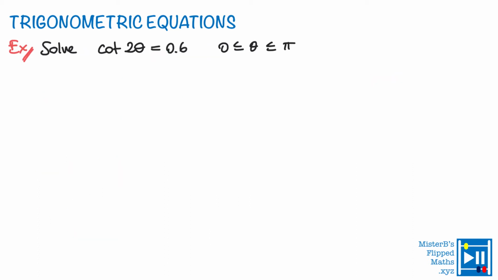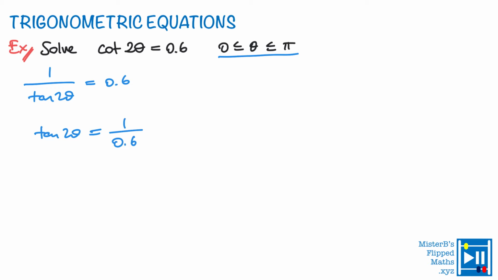Another example. Now our equation is cotangent 2 theta equals 0.6, given the interval 0 to pi. So I start with the definition of cotangent, which is 1 over tangent 2 theta equals 0.6. Now I can write tangent 2 theta equals 1 over 0.6. Now, where did this 1 come from, 1 over 0.6? Now consider this as 0.6 over 1, and we're just flipping the fractions upside down, right? That's how you get 1 over 0.6.